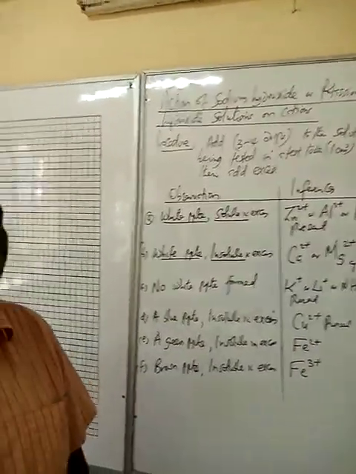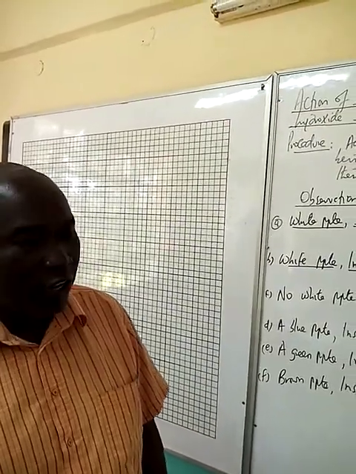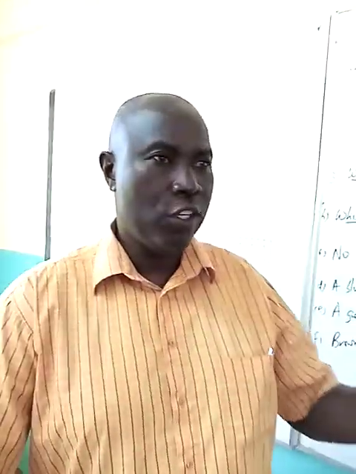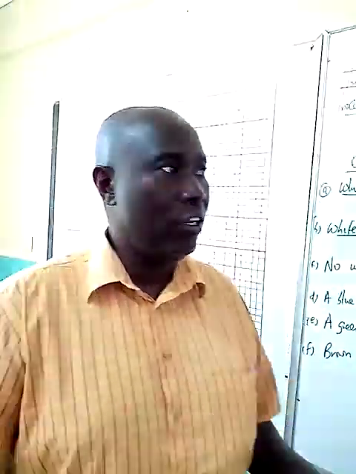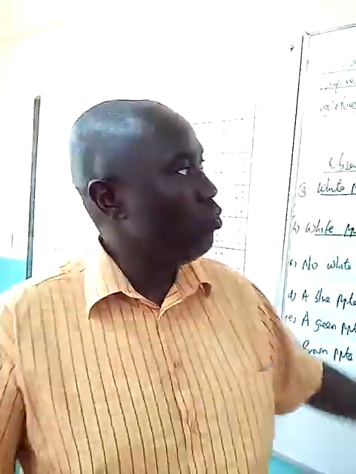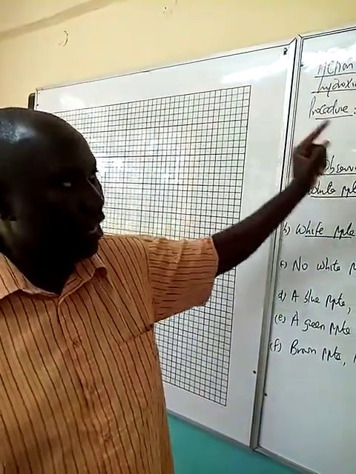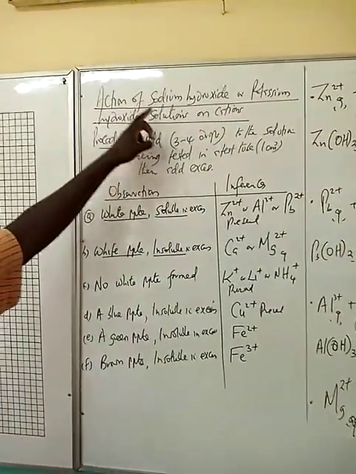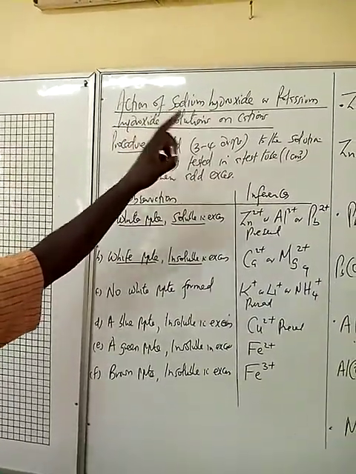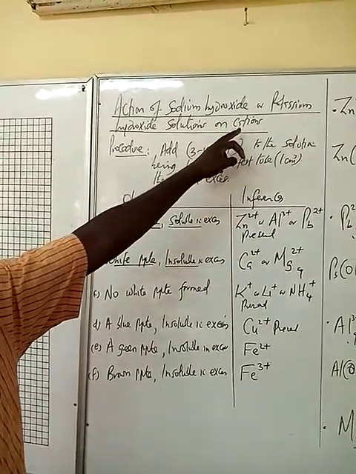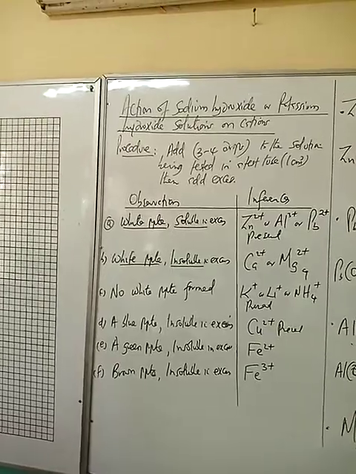In our last lesson, we discussed how the cations can be identified from a solution, and we said that we use two solutions: ammonia solution, and sodium hydroxide solution or potassium hydroxide solution. We discussed how you can use ammonia to identify positively charged ions. Today, we want to discuss how sodium hydroxide or potassium hydroxide can be used to identify a solution which is containing cations, that is, positively charged ions.